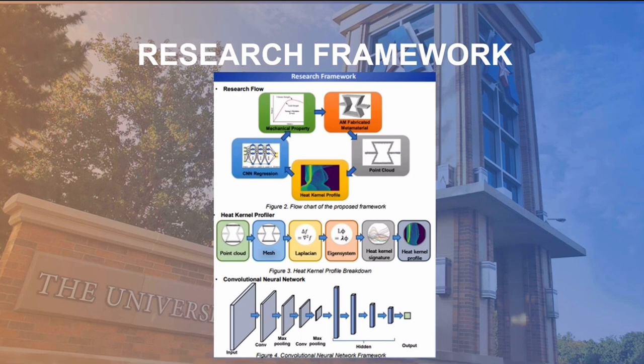CNNs are comprised of convolutional layers, max pooling layers, and hidden layers. They are able to take an input and then use these layers to produce class scores for classification purposes. In the convolutional layer, this is where the majority of the computation happens, which requires an input, a filter, in this case a heat kernel profile, and a feature map.